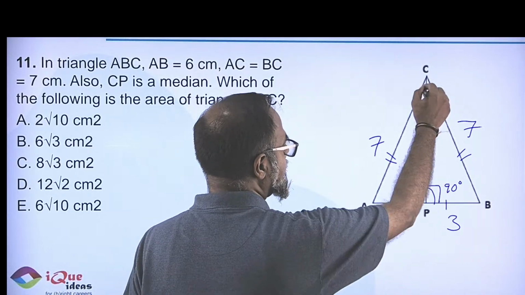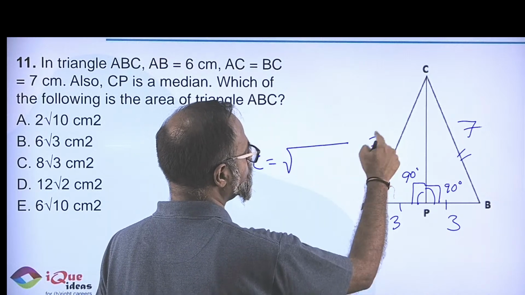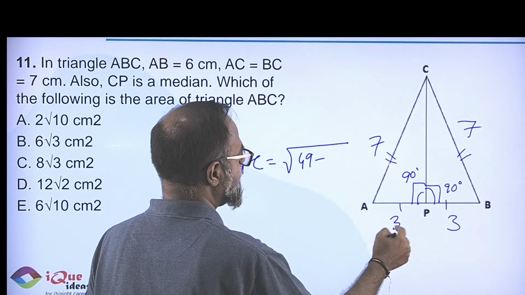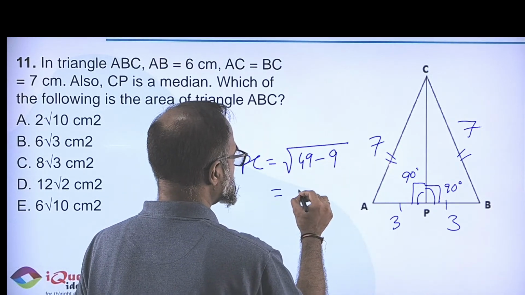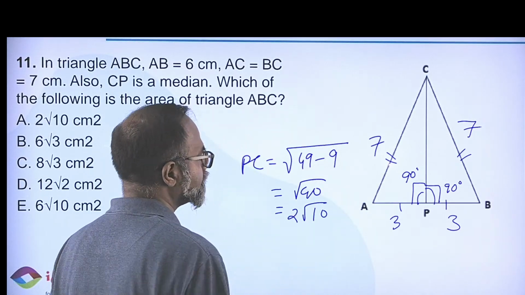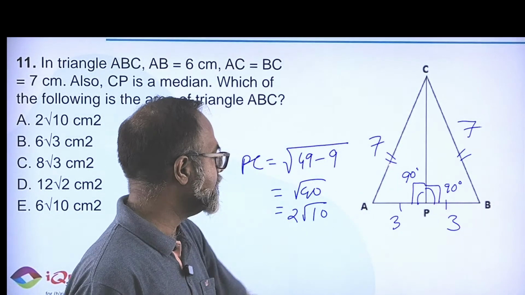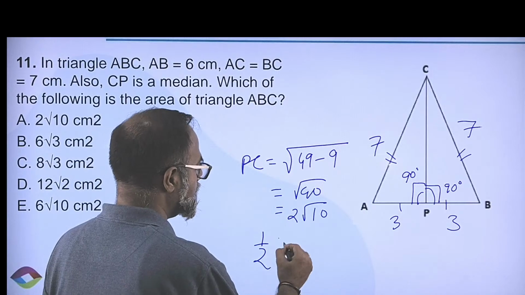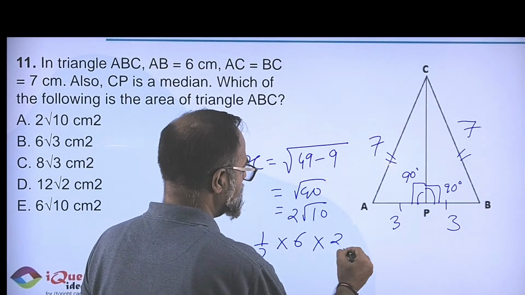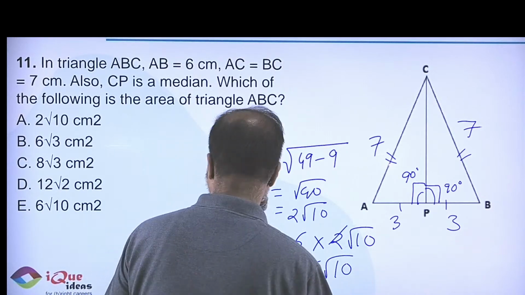So I can find out height PC as the square root of 7 square minus 3 square, which is equal to root 40, which is equal to 2 root 10. And once I get that, I got the height, I have got the base. So half into base is 6 into height is 2 root 10. 2 gets cancelled. 6 root 10 is my answer.